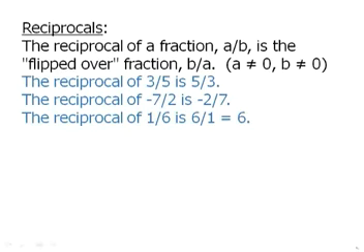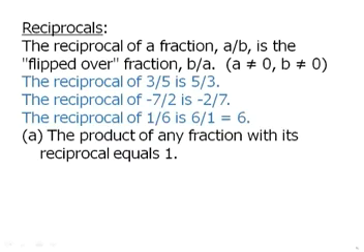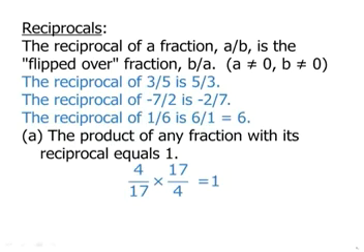So there are a few important properties of reciprocals that it's important to know. First of all, the product of any fraction with its reciprocal equals 1. So they cancel out. So 4/17 times 17 over 4 equals 1. That's a really important idea, and we're going to use this to solve a problem in a few minutes.